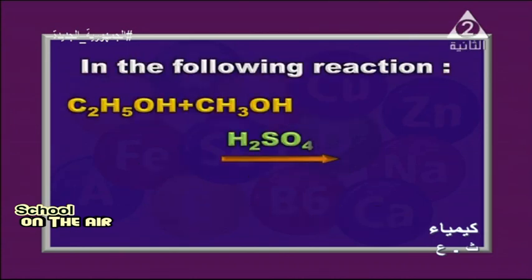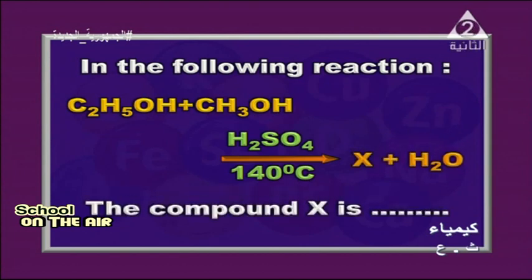Next one, in the following reaction, ethanol plus methanol, with concentrated sulfuric acid at temperature 140 degrees, gives compound X plus water. What is the compound X? We know that when sulfuric acid reacts with alcohol, we have two temperatures, 140 or 180. At 140, 2 moles of alcohol react and lose 1 mole of water from their combination, while at 180, water is removed from 1 molecule of alcohol, giving alkene.